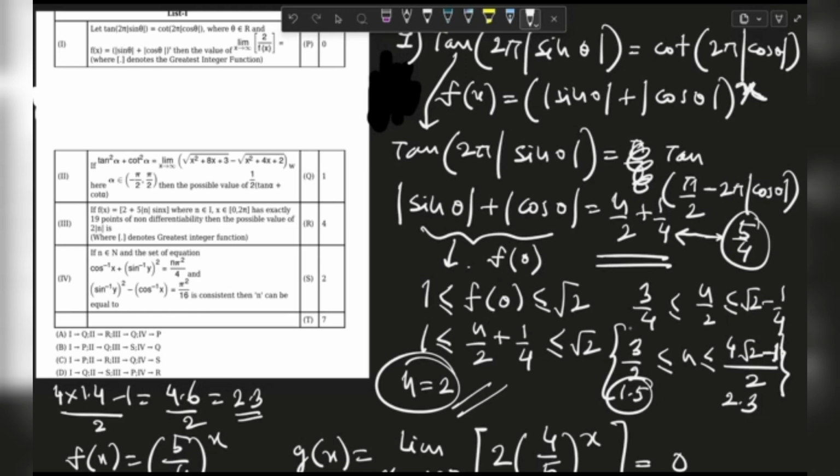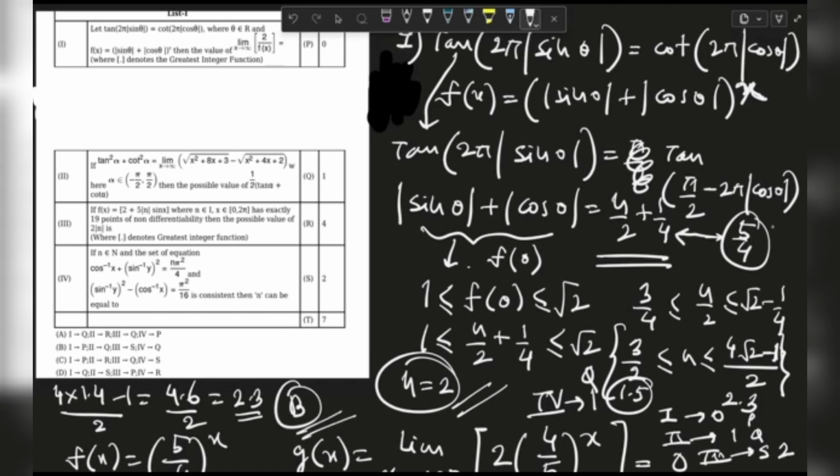So if we now try to match, 1 comes out to be p, which is 0. 2 comes out to be q, which is 1. Okay, yeah, 2, which is 1. P and q. 3 comes out to be s, which is your 2. And 4 comes out to be q, which is 1 again. So I guess our correct answer for this question will be option number B.